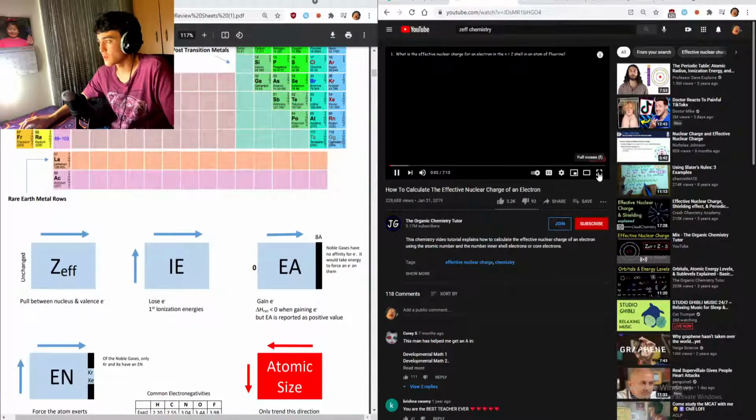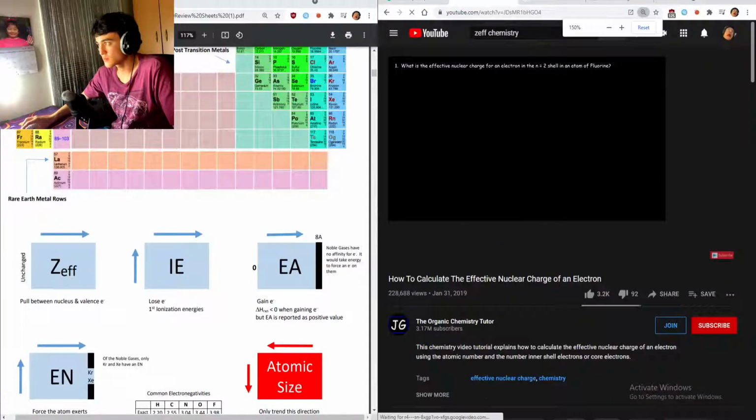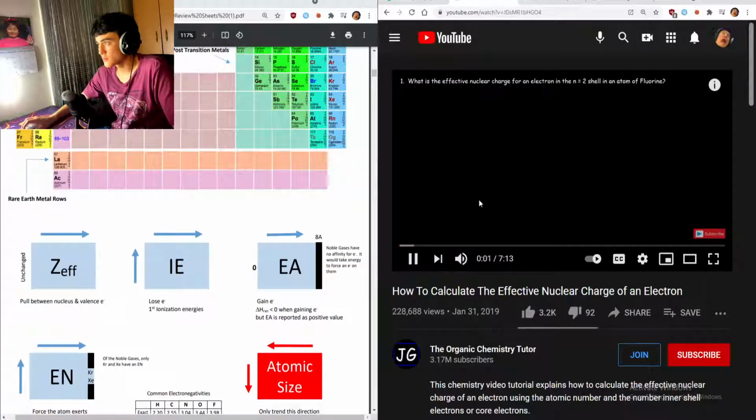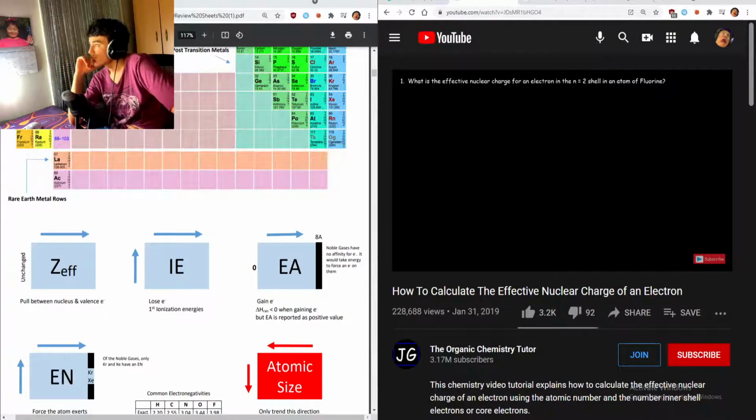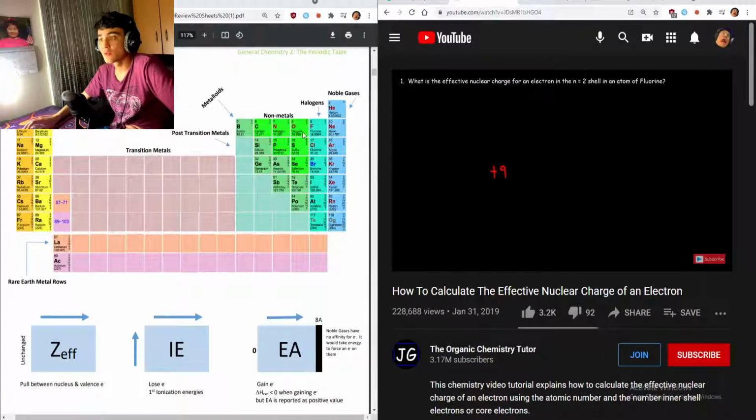Let's talk about effective nuclear charge. How can we calculate that charge for an electron in an atom? Well, let's start with this problem. What is the effective nuclear charge for an electron in the n = 2 shell, let's say in an atom of fluorine? Well, the first thing we're going to do is draw a picture. Now, hopefully you have a periodic table with you. You want to determine the atomic number of fluorine. The atomic number of fluorine is 9. So this tells us that fluorine has 9 protons in its nucleus.